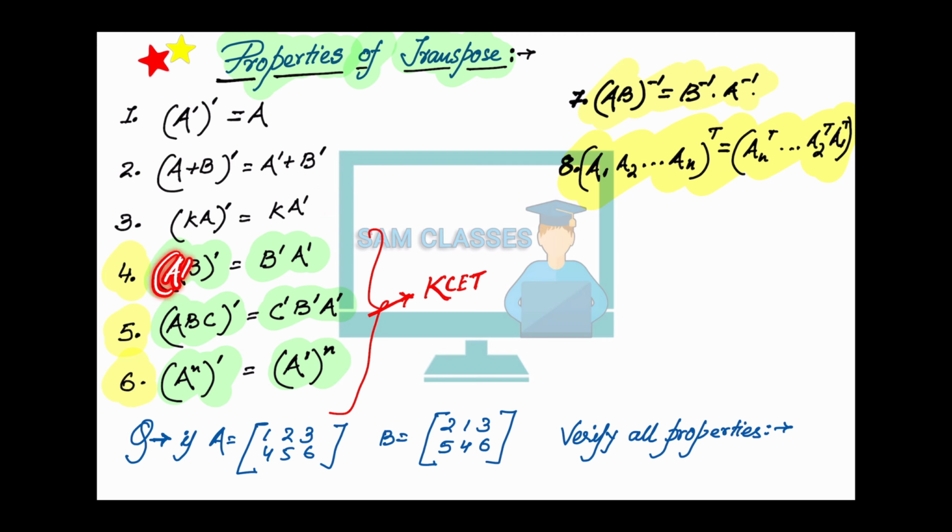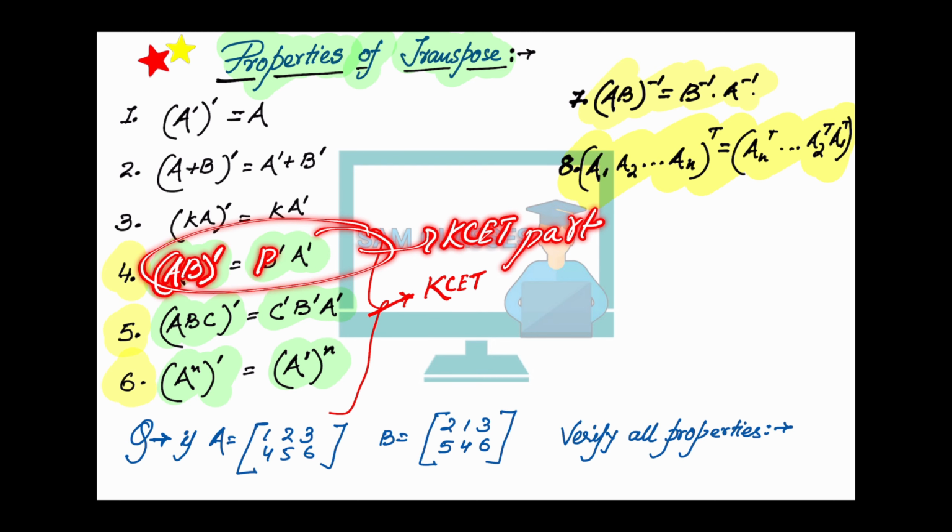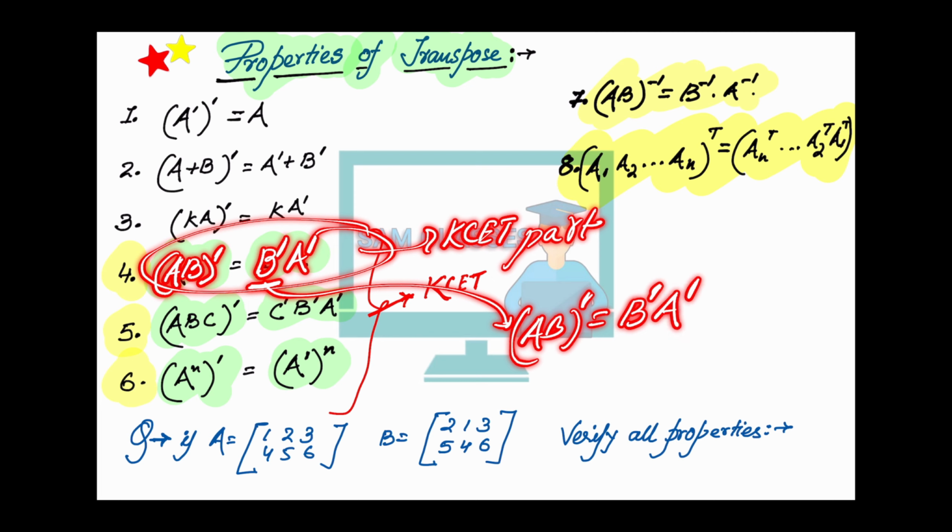Now this is very important. AB whole transpose, very important for your KCET part also. AB whole transpose can be written as B transpose A transpose. See here, the most important part: your B is coming first, students, and then A. Whatever is last comes first. So if we have three matrices A, B, C, then if I'm doing a transpose, first the last one will come, then the second last, and then the first one.